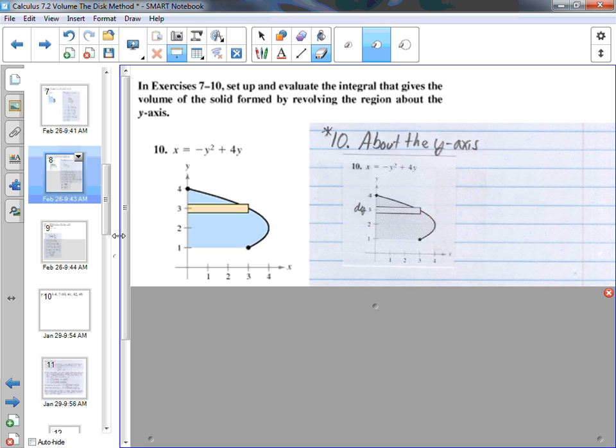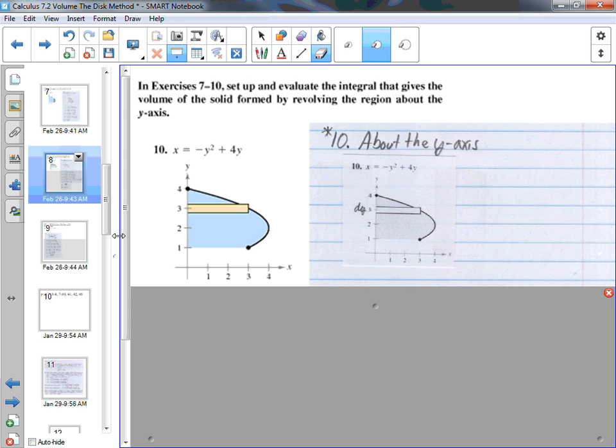All right, number 10. This time, we're revolving around the y-axis. Are things going to change? Yes. So set up and evaluate the integral that gives the volume of the solid formed by revolving the region about the y-axis. They made this about as easy as they could make it, because they gave us this as a function of y instead of a function of x, and we don't have to convert it. Okay?